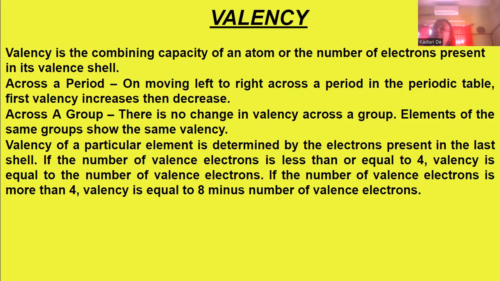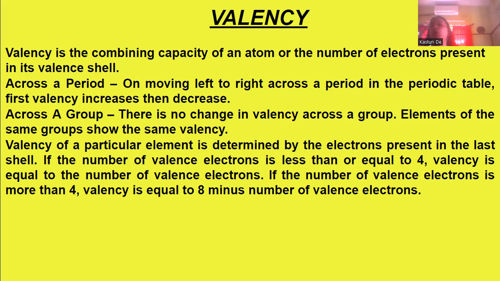For example, if an element has 1 valence electron, its valency will be 1. If it has 2 valence electrons, then the valency will be 2. If it has 3 valence electrons, then the valency will be 3. If it has 4 valence electrons, then the valency will be 4. Okay, clear? Now, if the number of valence electrons is more than 4, then what happens?